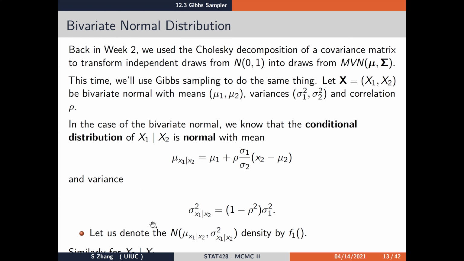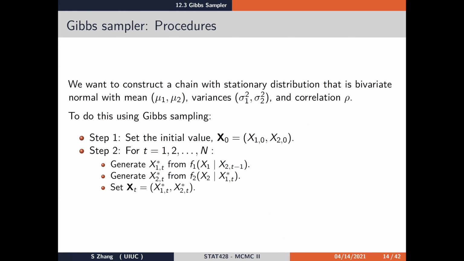So let's denote the density for this conditional normal distribution of x1 given a particular value of x2 by f1. We can do the same thing for x2. All we need to do is to exchange the indices and make it x2 given x1. What we're going to do is to construct a Gibbs sampler so that the stationary distribution is the bivariate normal distribution we like.